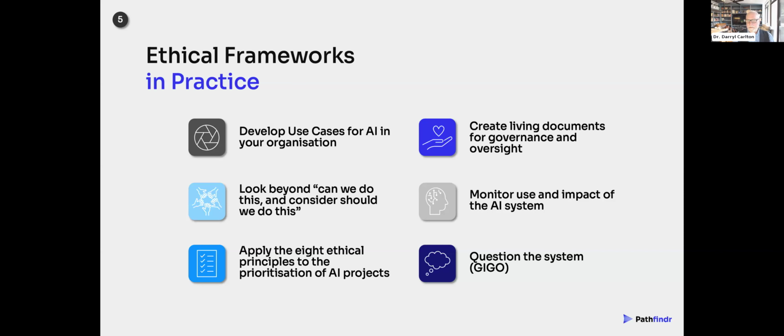The legislative cases, the litigation taken by ASIC and others against corporations for failure in cybersecurity, were a failure to implement appropriate governance and oversight. So as we move forward with AI, we are going to have appropriate governance in place. We're going to have to monitor the use and impact of AI systems, and we're going to have to question the systems. Garbage in, garbage out. Is the wrong result coming out? We don't want a repeat of the UK Horizon project.